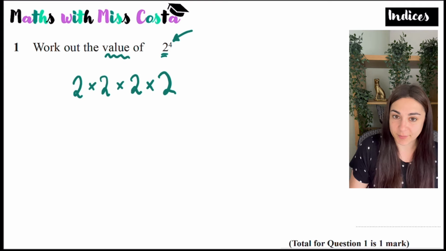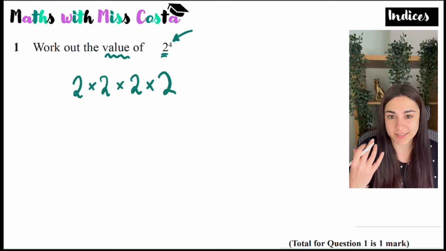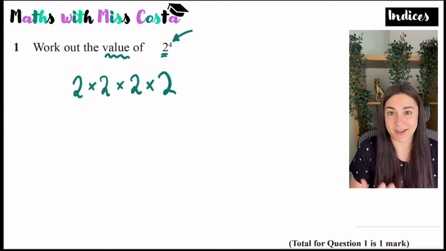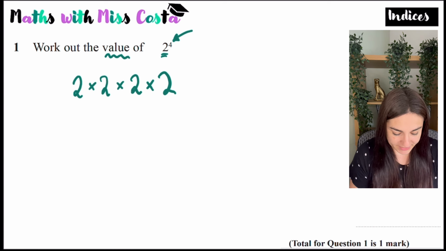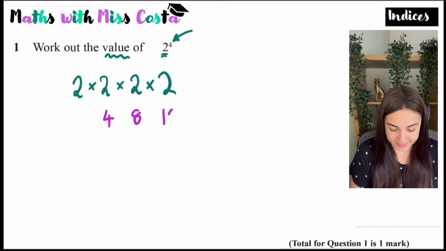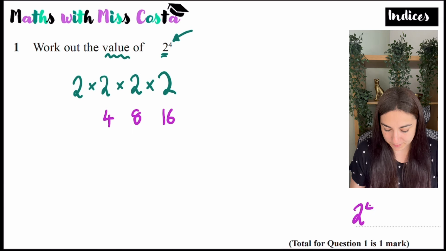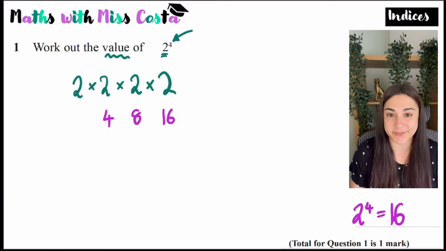So that would be 2 times 2 times 2 times 2. And they're asking me to work out the value of it, so I actually have to work this out. So 2 times 2 is 4, times by 2 again is 8, times by 2 again is 16. So therefore 2 to the power 4 would be 16.